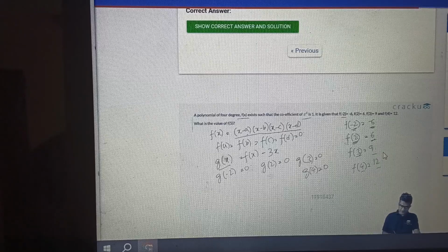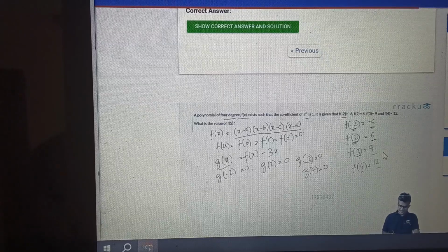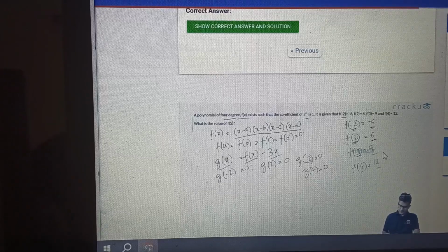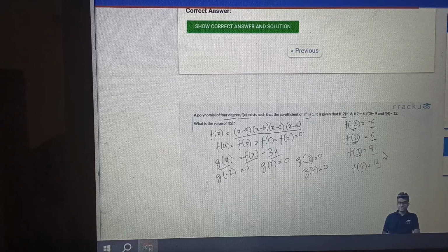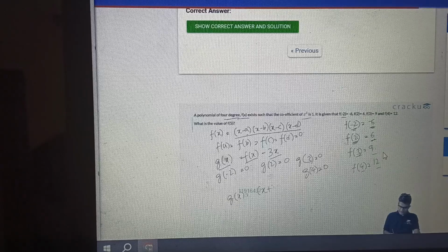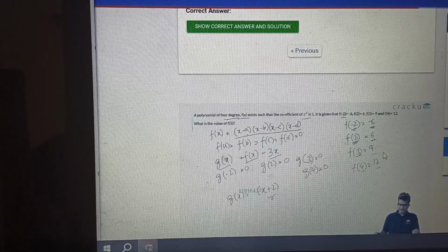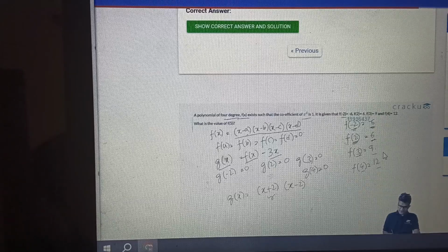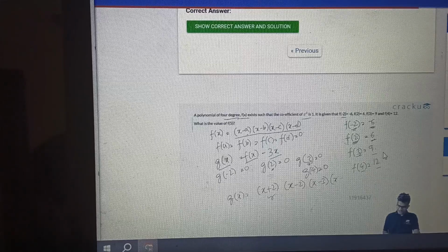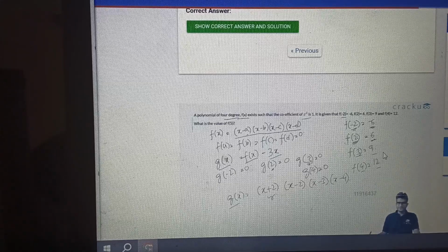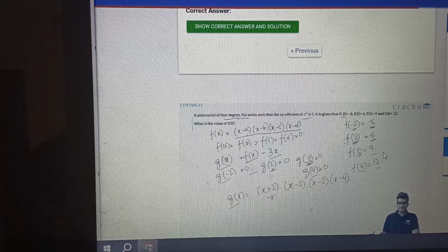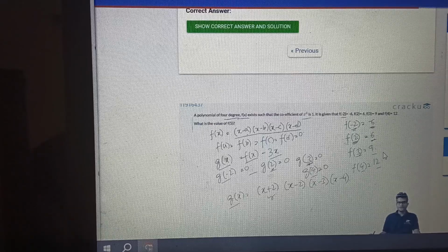And g of x will also be a 4th-degree polynomial, because g of x is essentially equal to f of x minus 3x. So the roots of g of x are minus 2, 2, 3 and 4. It is a 4th-degree polynomial, so it will have 4 roots. So g of x is equal to (x plus 2), because one of the roots is minus 2, into (x minus 2), because one of the roots is 2, into (x minus 3), because one of the roots is 3, and (x minus 4). This is the value of g of x. This is possible only because you have noticed that for 4 values of x, you are getting g of x to be equal to 0. So those 4 will be the roots of g of x.